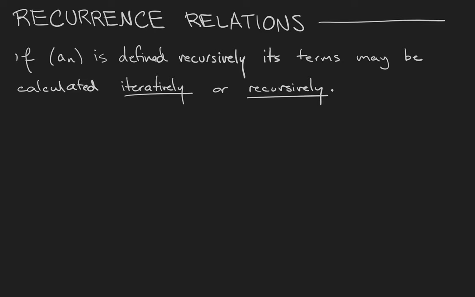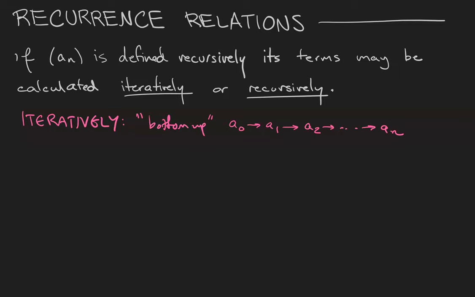In the last video, we learned about defining a sequence using a recurrence relation. When a sequence is defined recursively, its terms may be calculated iteratively or recursively. Iteratively means to calculate from the bottom up. For example, we might start with a0 and then use that to calculate a1, and then use that to calculate a2, and then so on up to our desired term an.